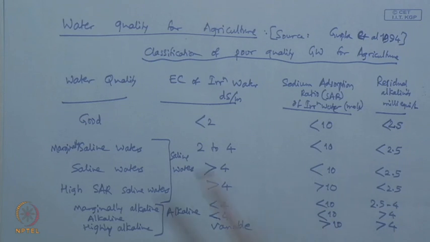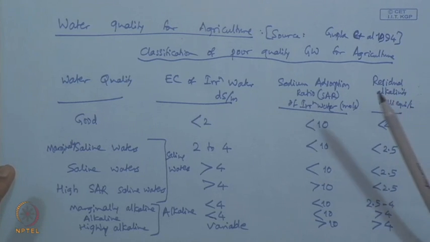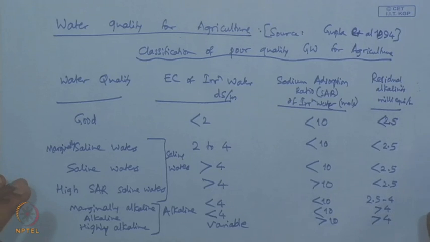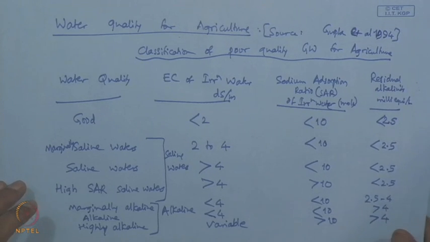So if the electrical conductivity is less than 2, the sodium adsorption ratio is less than 10, and the residual alkalinity is less than 2.5 milliequivalent per liter, then that is ideal, and it can be used for all kinds of agricultural crops. However, if it is either marginally saline or saline or high sodium alkaline, then depending upon the crop, we need to use it accordingly.